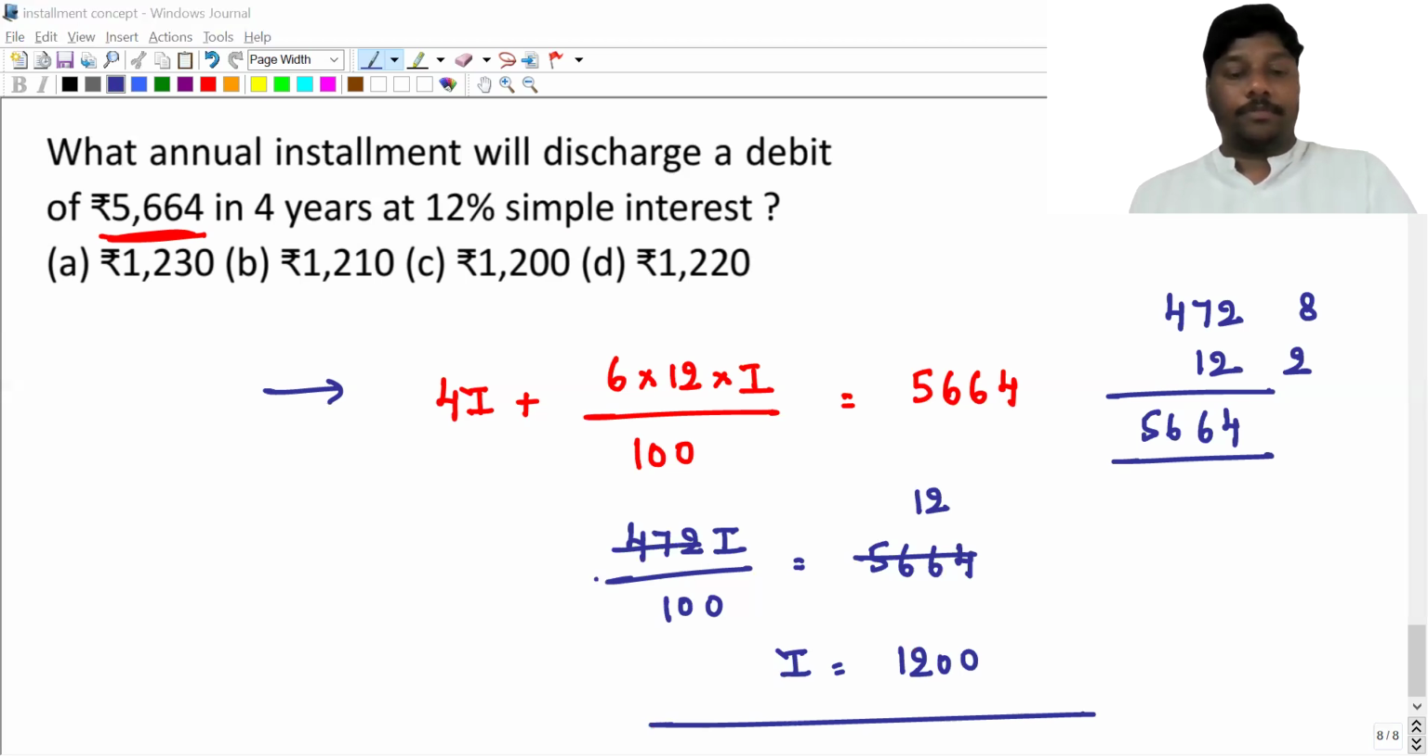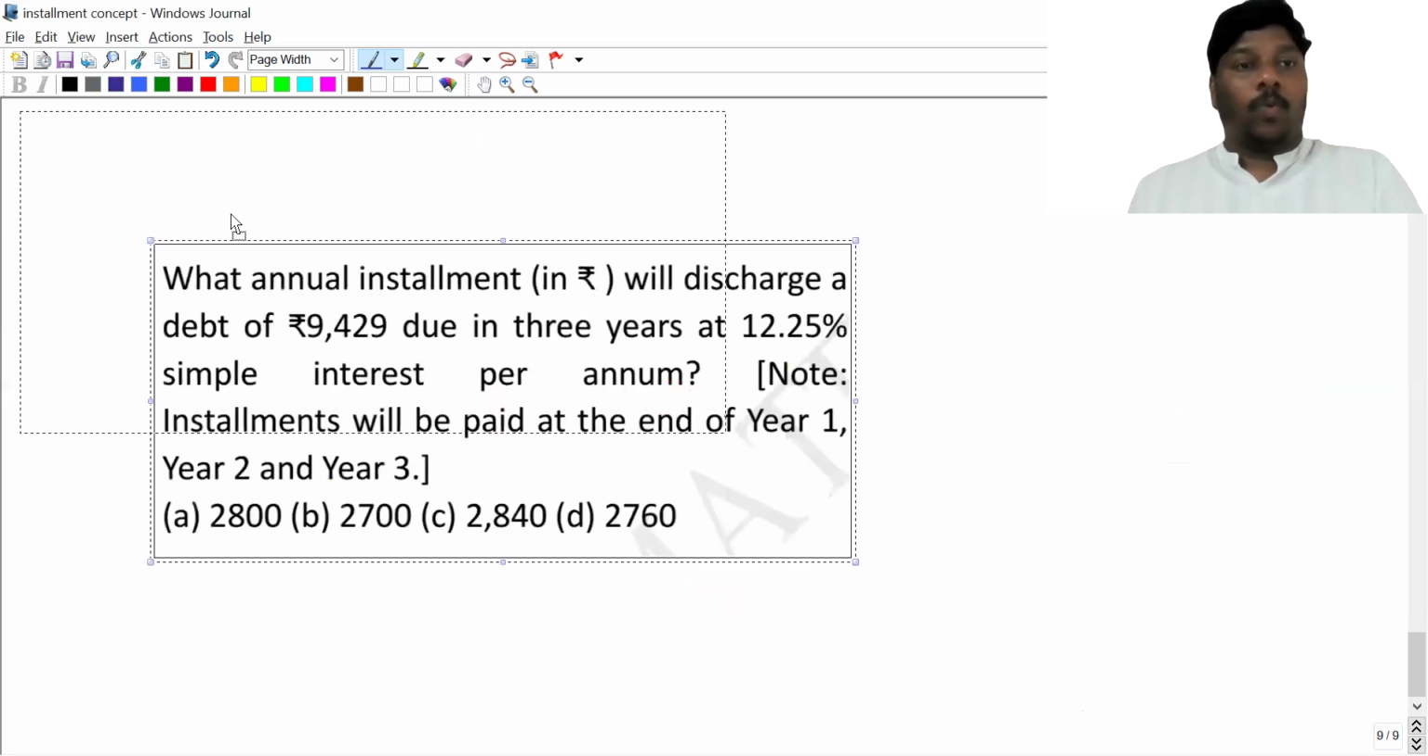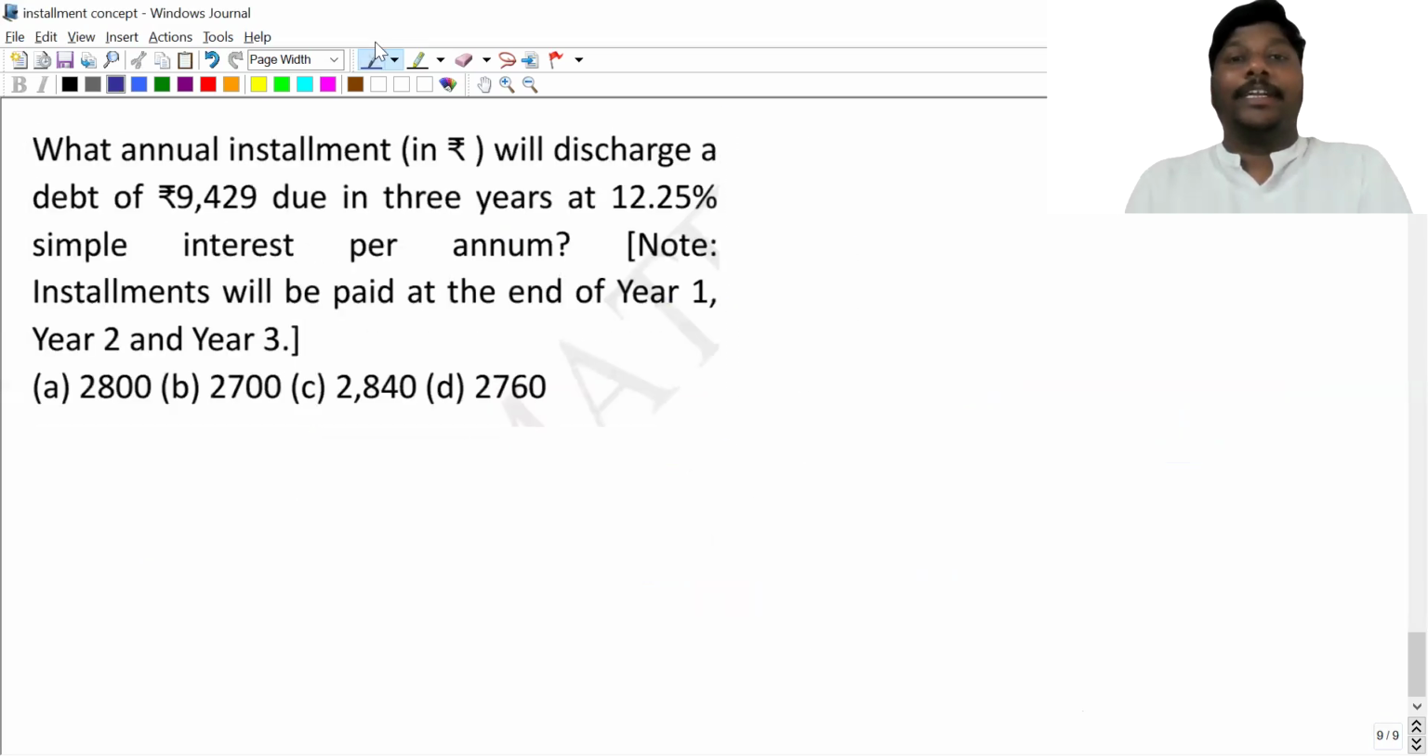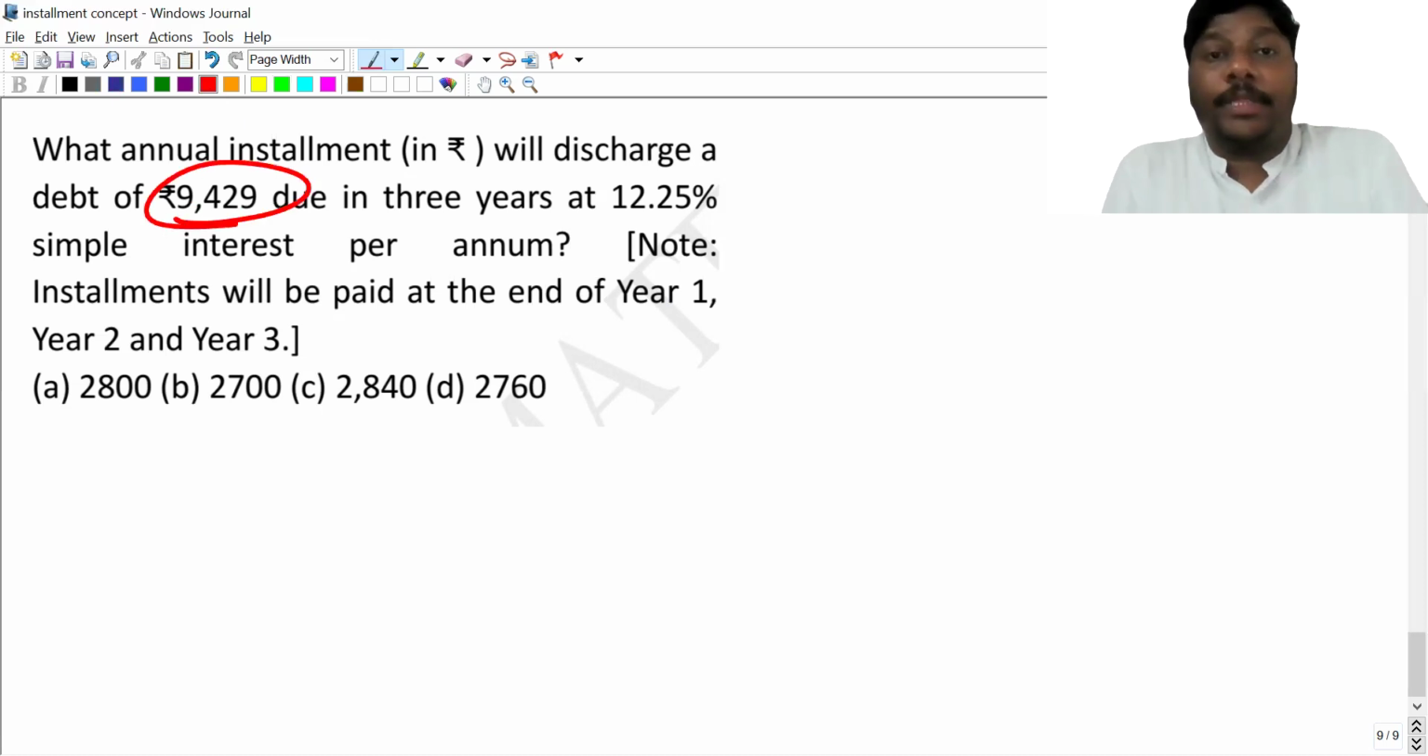ఇఫ్ యు లుక్ ఎట్ దిస్ వన్, what annual installment will discharge a debt of 9429? Will discharge a debt and it is an amount. It is not the principal that you have taken. So amount manam kanukovalsina avasaram ledu, already ichchadu. How much is the amount given? The amount given is 9429 ichchadu. Due in 3 years at 12.25% simple interest per annum. Note the installment will be paid at the end of 1 year, 2nd year, 3rd year.